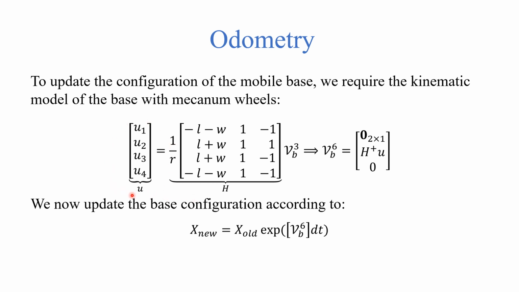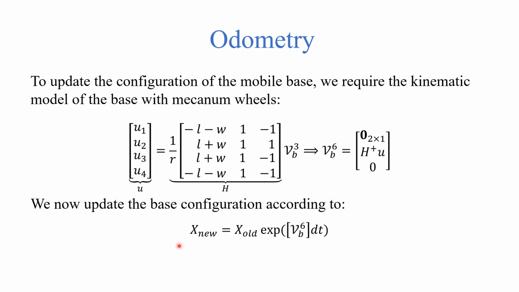This right here would be U1 to U4. They are the speeds or the velocities of the four wheels. This matrix right here we call H, and this right here would be the velocity twist of a frame attached to the mobile base. From this, we can deduce what we would like to call the VB6, which is the six-dimensional twist that we're going to use to update the transformation.